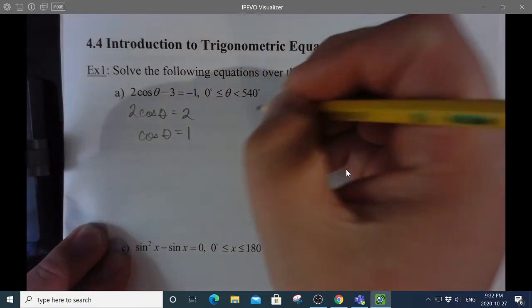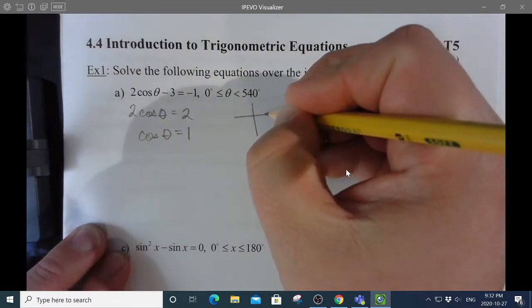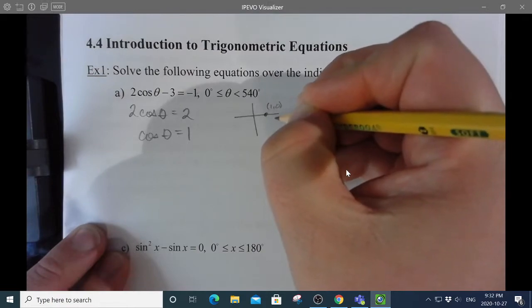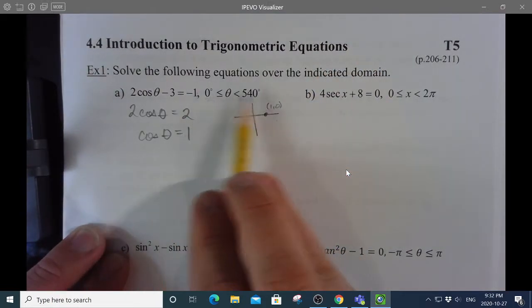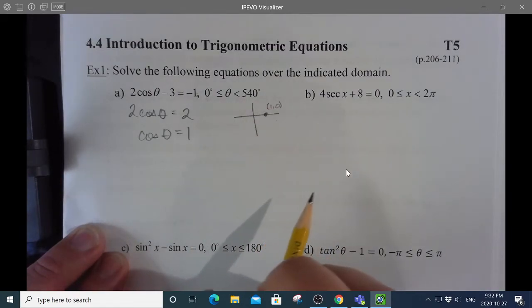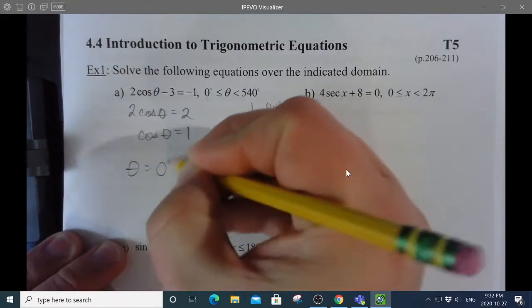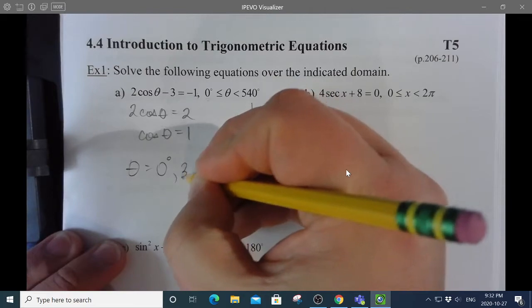So I would actually maybe draw myself a little unit circle, and remember that cosines are the x values, and that happens right here at (1, 0), which is of course at 0 degrees. Now I know I'm looking for a degree answer because this domain is in degrees. So it will happen at 0 degrees, and then it'll happen when I go all the way around at 360 degrees.